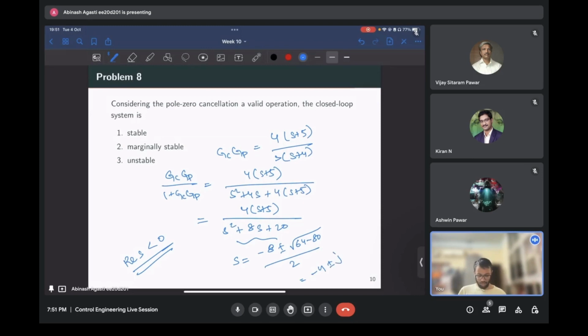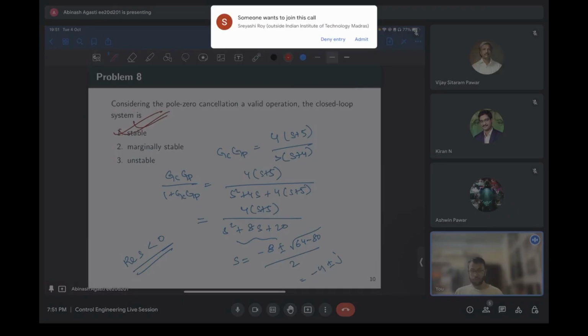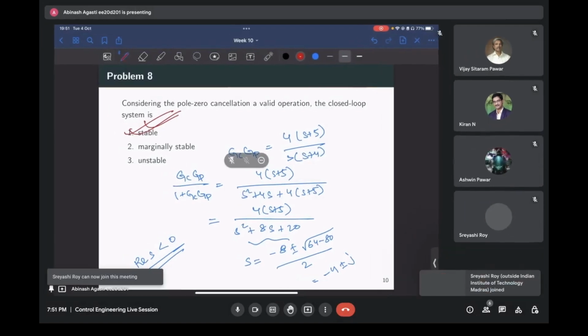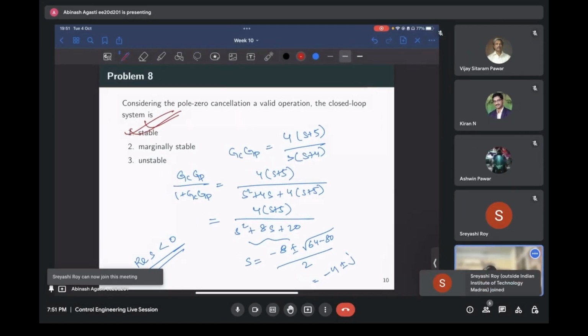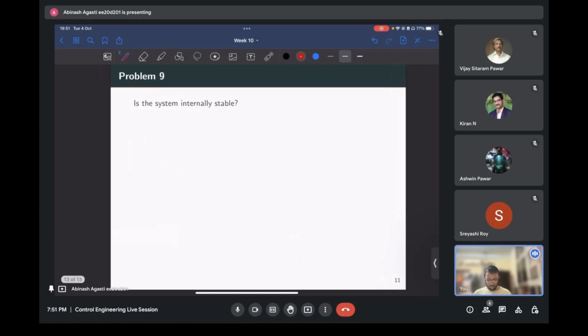So this closed loop system is stable, right? Now let us consider the next question: is the system internally stable? What do we mean by that?